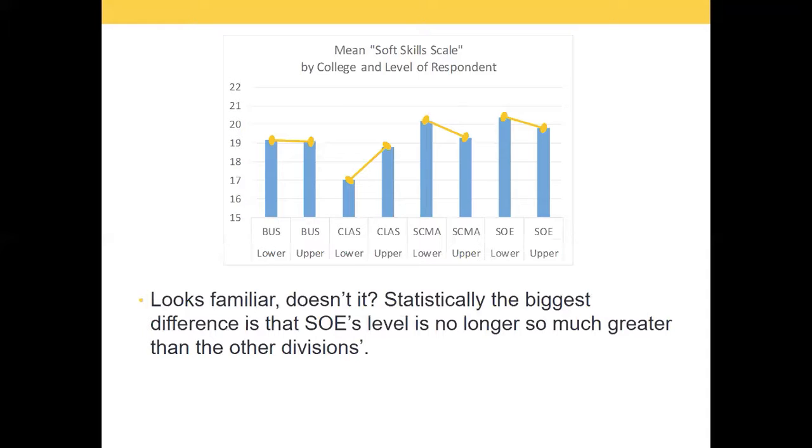One thing that I'll point out here with the soft skill scale, that wasn't so true on the hard skill scale, but if you focus on the upper level bars, which is the second bar in each pairing, so business is about a 19, class is about a 19, SCMA is about a 19, and the School of Education is up not quite 20.